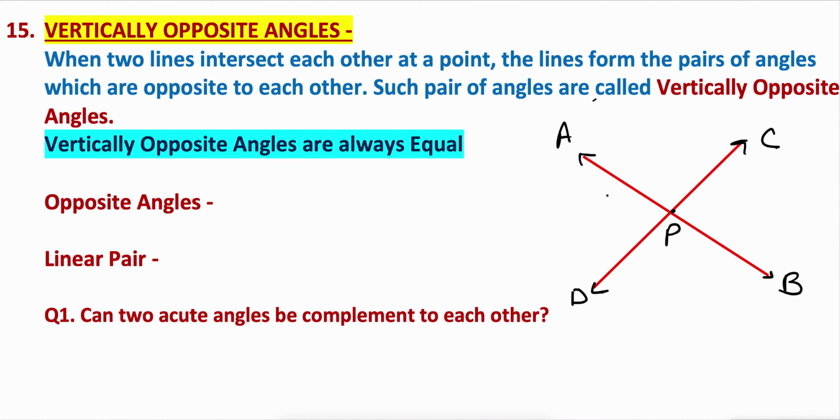So when these two lines AB and CD intersect at a point P, what are the angles formed here? The opposite angles form. Suppose this angle, angle 1, is opposite to angle 2, and this angle 3 is opposite to angle 4. So these vertically opposite angles will always be equal when two lines intersect at a point. So we can say that the opposite angles formed, angle 1 is equal to angle 2 and angle 3 will be equal to angle 4.